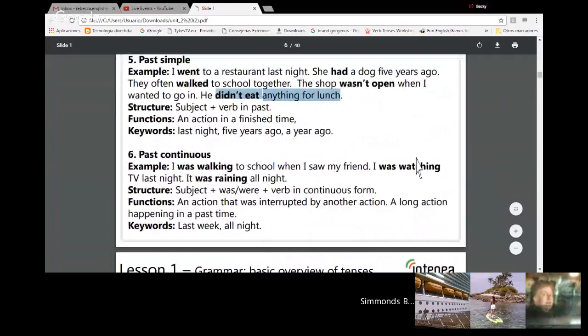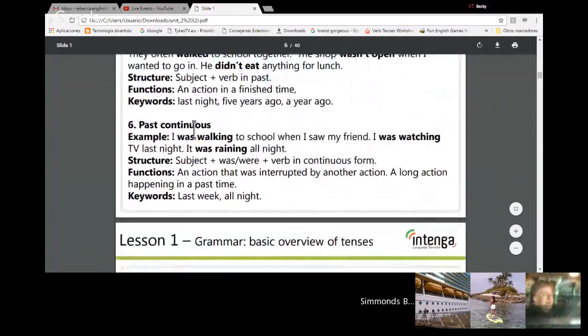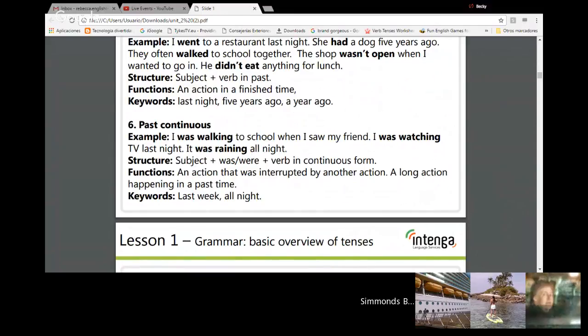Okay, well, if there aren't any questions, why don't we have Anna go ahead and read the past continuous here, okay? Past continuous. Example: I was walking to school when I saw my friend. I was watching TV last night. It was raining all night. Structure: subject plus was or were plus verb in continuous form. Functions: an action that was interrupted by another action; a long action happening in a past time. Keywords: last week, all night.